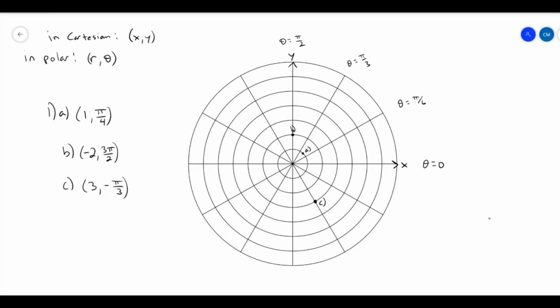Okay, have you guys seen this before? A lot of you have seen this before in your trig class. I'm thinking some of you must have seen this before. Yeah, good. Okay, cool. So hopefully this is a review for a lot of you.